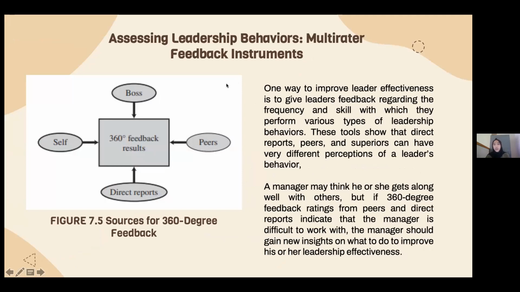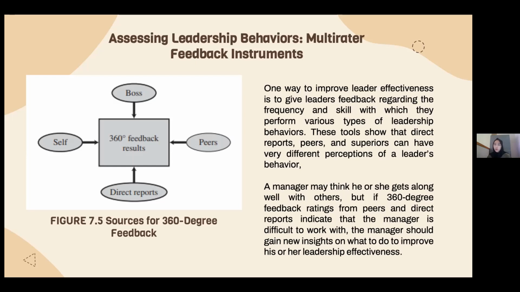So assessing leadership behavior with a multi-rater feedback instrument. We have also attached the table or picture of the sources for 360-degree feedback. The highest is the boss, and also self, peers, and direct reports. And one way to improve leader effectiveness is to give leaders feedback regarding the frequency and skill with which they perform various types of leadership behavior.